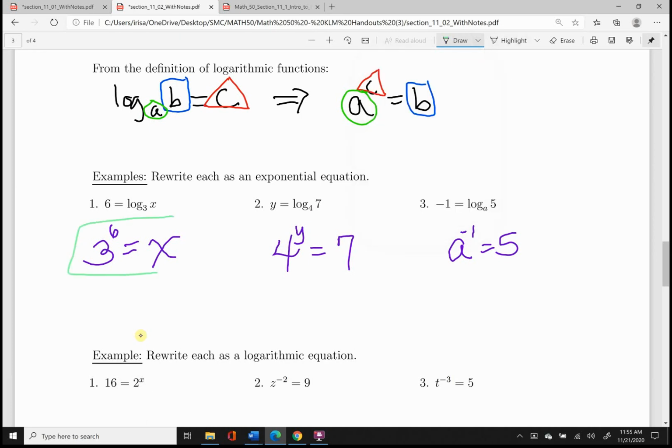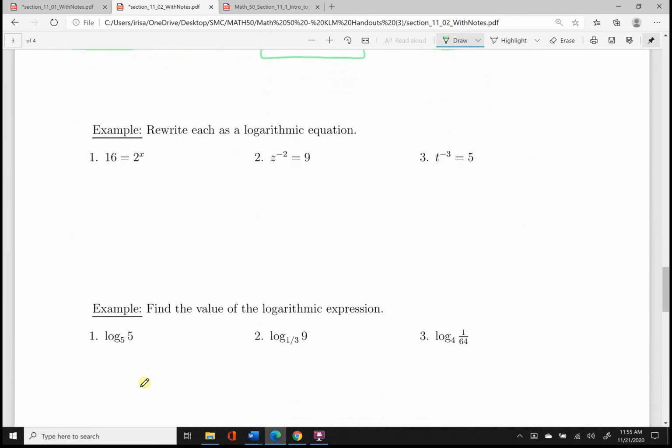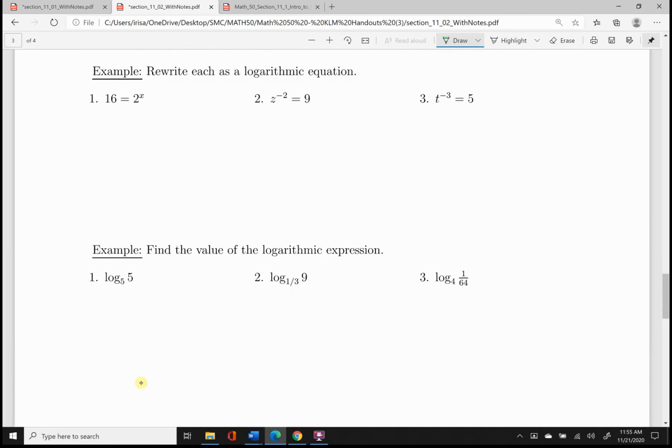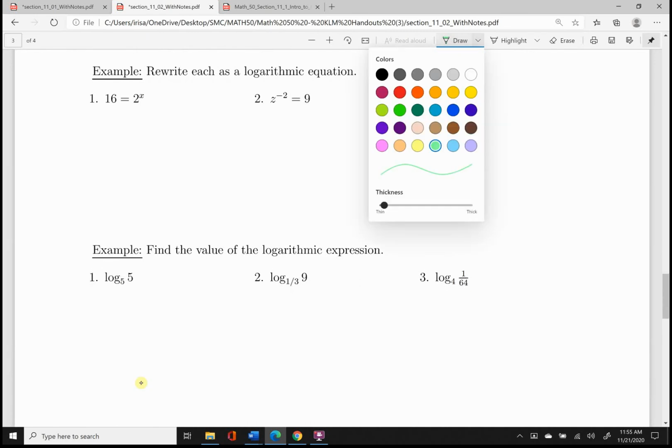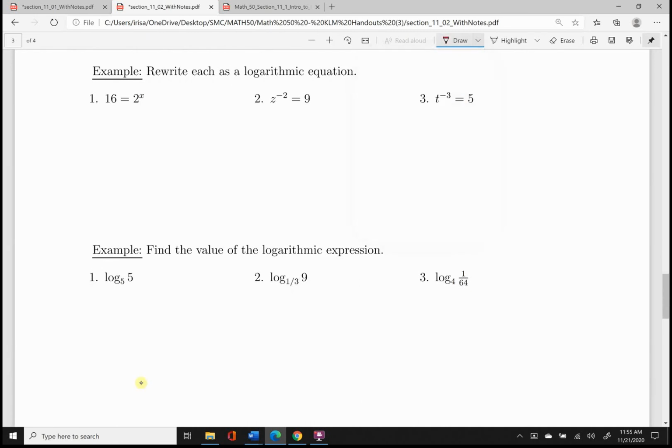I'll box those up for you. We move on. Okay, now let's go the other direction. Let's rewrite each of these exponential equations as a logarithmic. I'll do those in this magenta color.